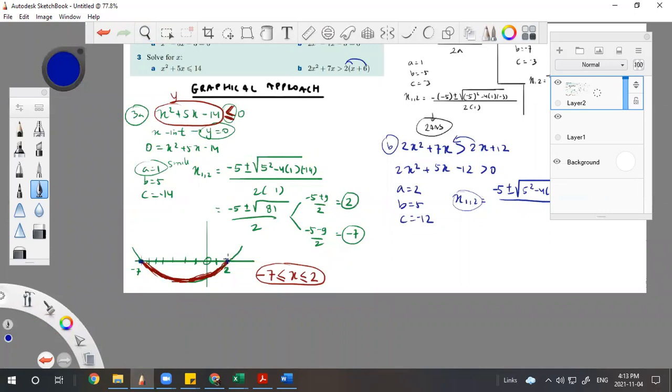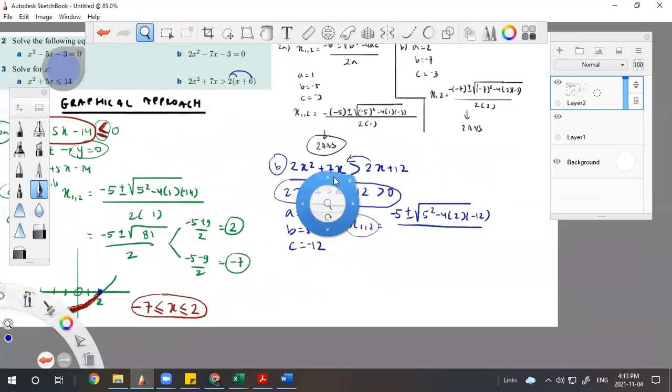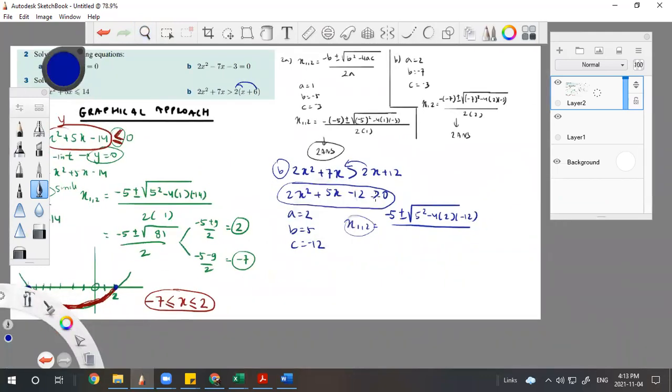Remember the previous rules, when you want to draw the curve, you need to find the x-intercept, y-intercept, and the vertex. But in this case, we need to find only the x-intercept, when y equals 0. x1, 2 means we have two possible values of x. Get it, Vicky? Yes. Okay. Let me know whenever you have any other question.